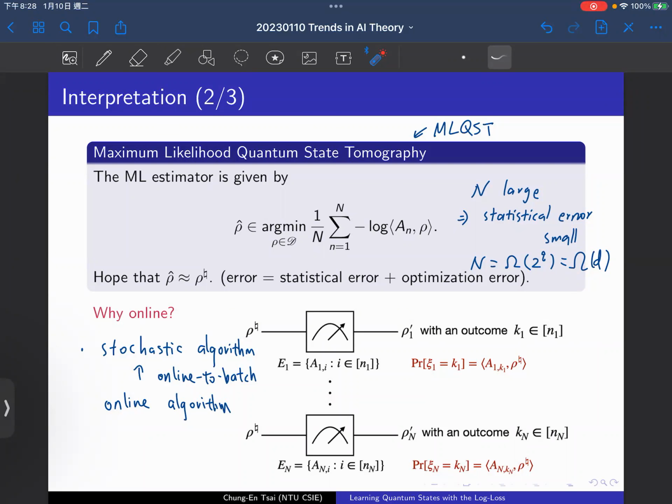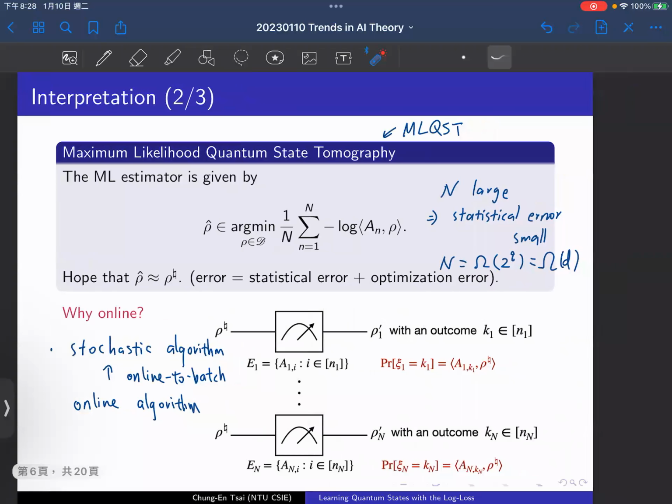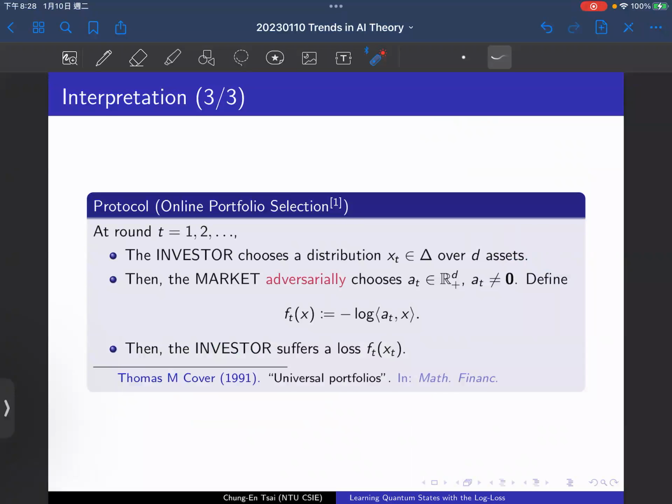And then the third interpretation is helpful for designing algorithms. Learning quantum states with the log loss can be seen as a quantum generalization of the classical online portfolio selection problem. This is also an online convex optimization problem, and it is also a multi-round game between the investor and the market. Similar to the problem we described before, the investor will choose a distribution xt in the probability simplex, and this corresponds to the density matrix in our problem.